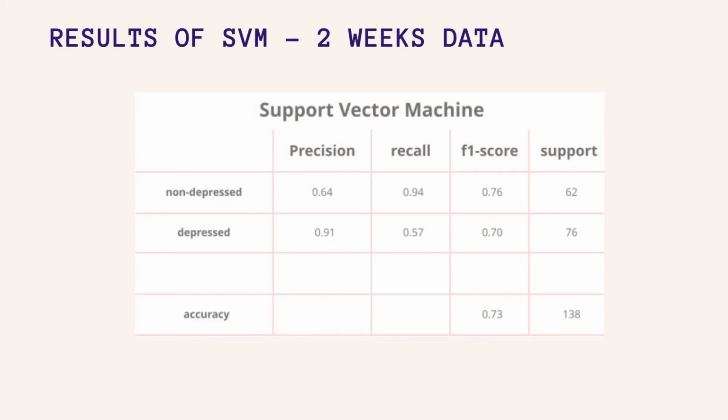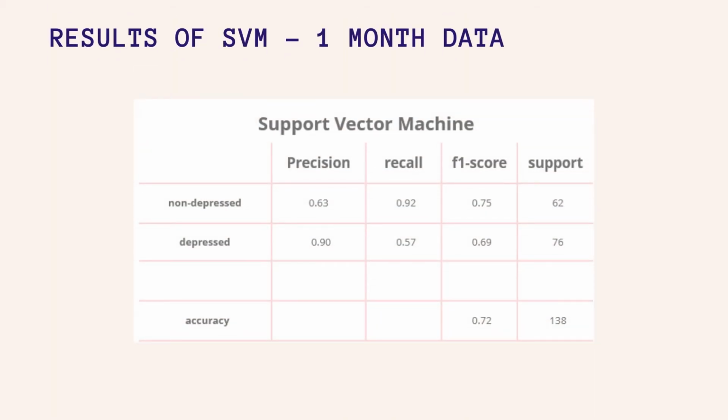This table shows the result of the support vector machine algorithm. Support vector machine has produced good values for recall for the non-depressed class and precision for the depressed class. However, the other values are quite low. Next, we see support vector machine's result for 1 month data. The results are more or less similar to the 2 weeks result, but a bit lower. This is an unexplained phenomenon, as increasing the data should have produced a better result.